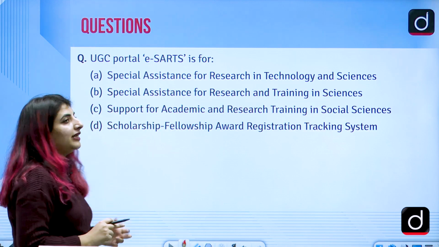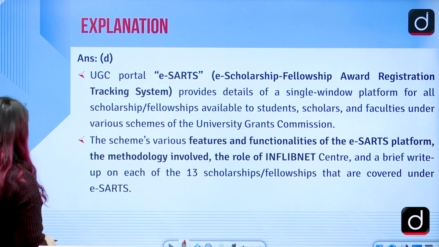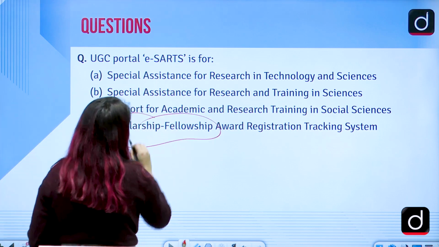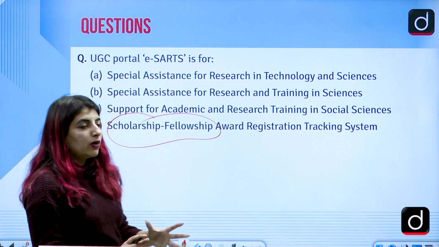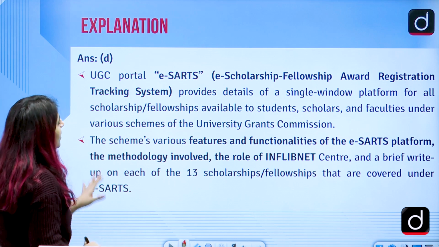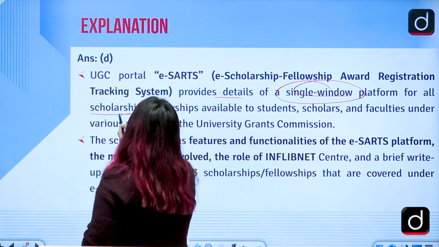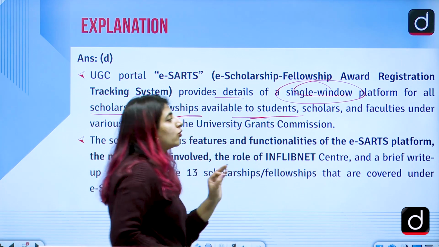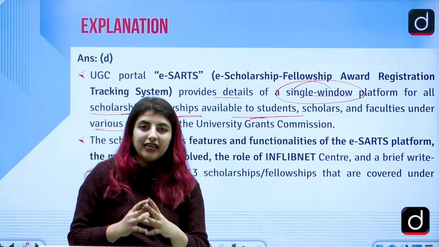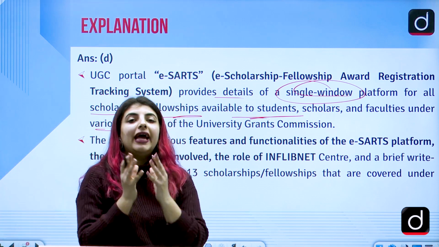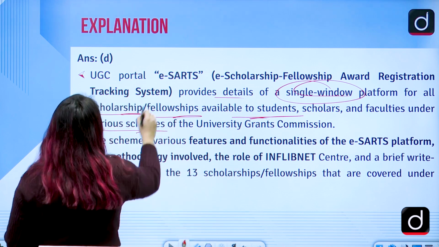Next is: UGC portal E-SARTS is for what? The answer to this question is option D, that is, it stands for Scholarship Fellowship Award Registration Tracking System. Correct? So this is the full form. Note it down wherever you are making notes from these very videos. It provides details of a single window platform for all fellowships available to students, scholars and faculties under the various schemes of the University Grants Commission. So any schemes under UGC, any fellowships or scholarships which are available, will be available in the portal E-SARTS.